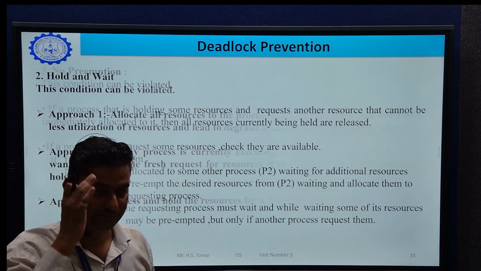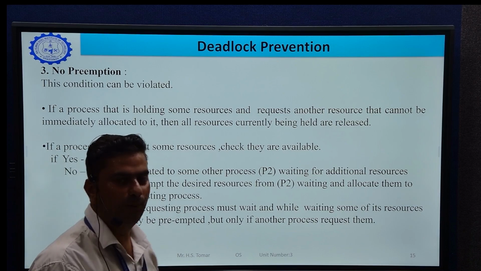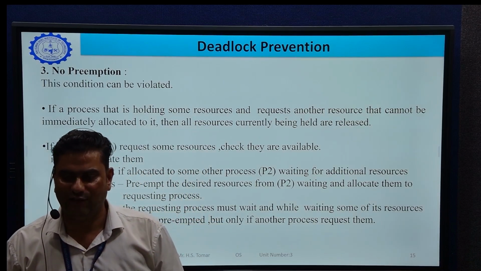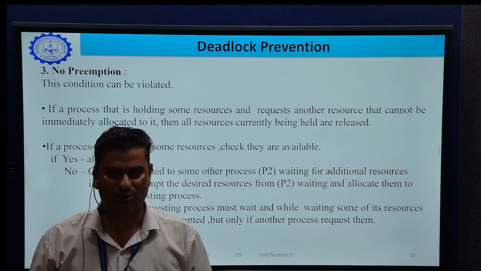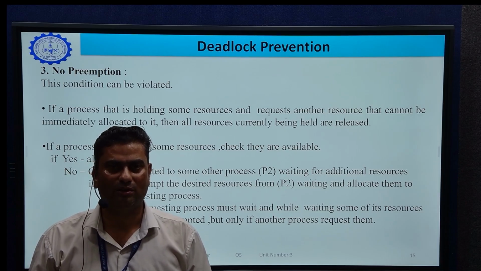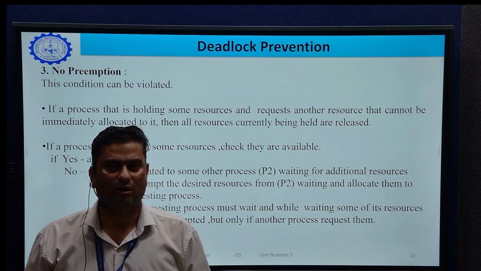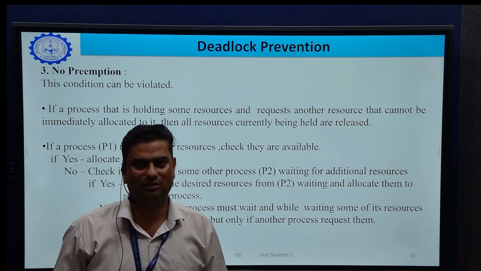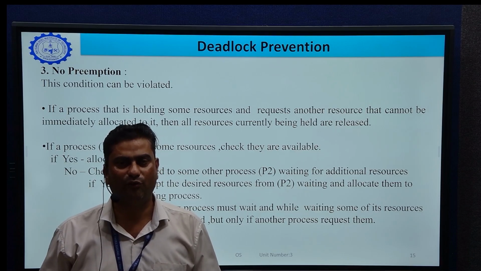Next slide. No preemption. No preemption says that if a process is in running state and holding some resources, another higher priority process cannot preempt those resources from that running process. Resources can be preempted only from the waiting process.